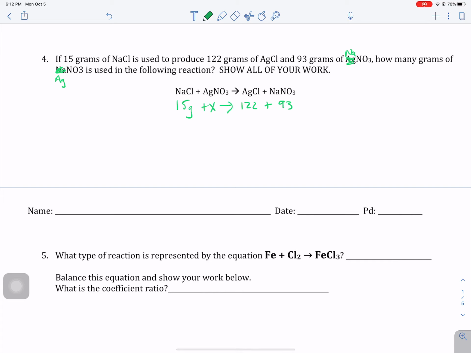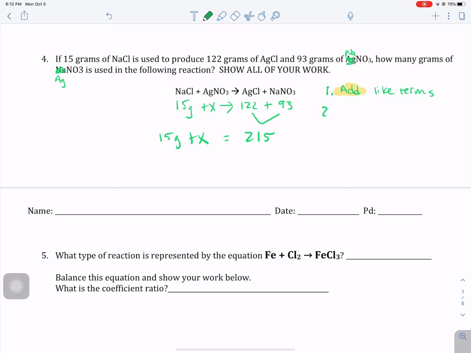Okay, so remember, step 1 is add like terms. We're always adding first, so we're adding this side first. 122 plus 93. I need my calculator, so give me 1 second. Okay, 122 plus 93 is 215. So we have 15 grams plus X equals 215.